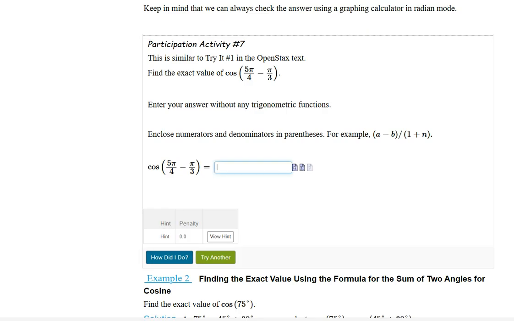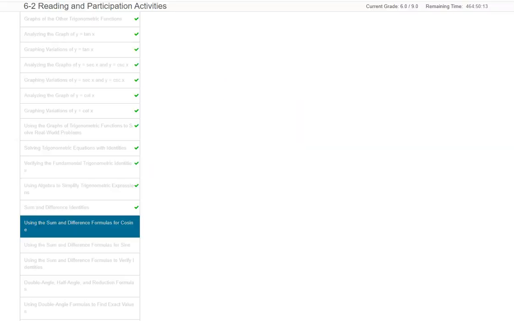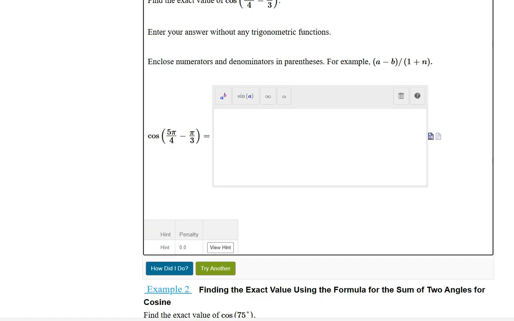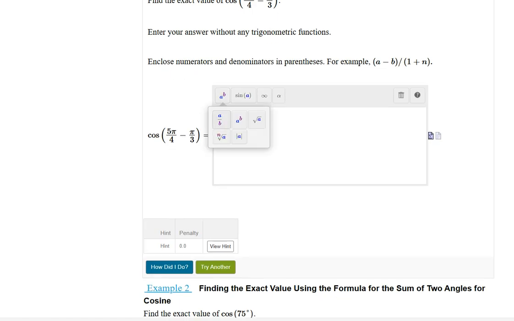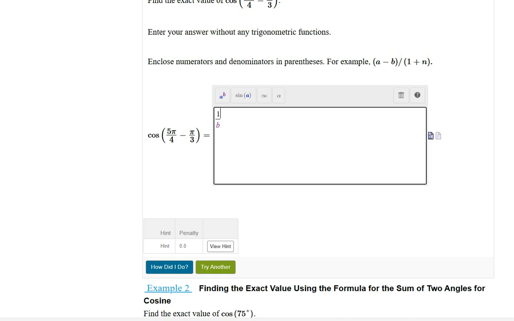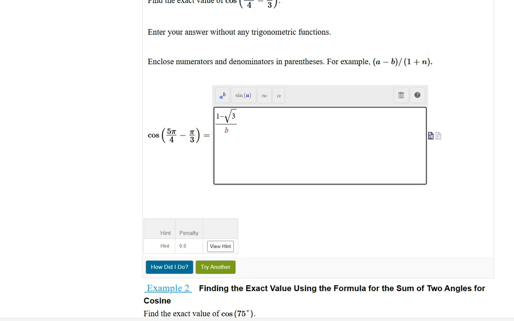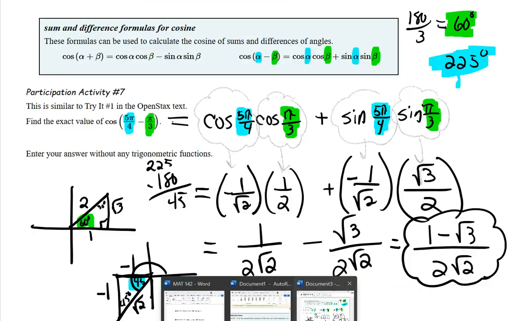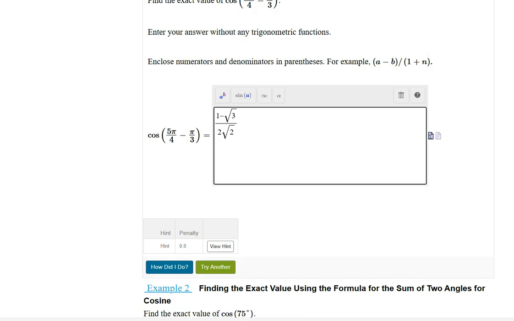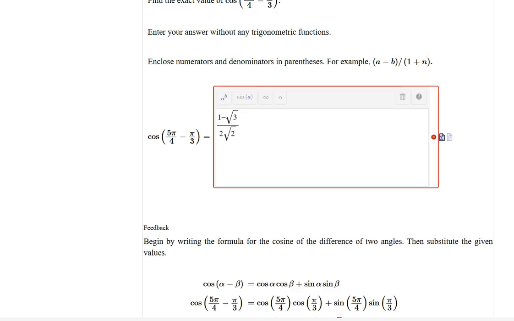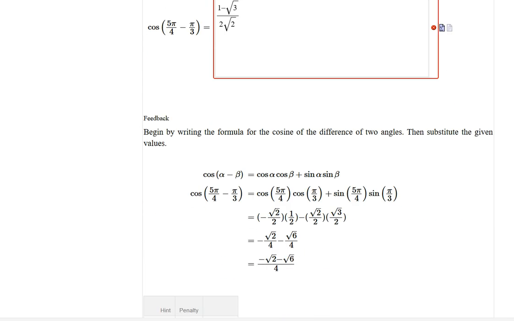Let's see, I want to use the equation editor, so I'm clicking on that thingamabobber. And there we go. First things first, I need a fraction. And then my numerator was 1 minus the square root of 3 over 2 times the square root of 2. Let me just double check, make sure I didn't mess that up. 1 minus the square root of 3 over 2 square roots of 2. All right, how did I do? Oh, what didn't it like? Huh. Okay, it did rationalize it because they've got the square root of 2 over 2.